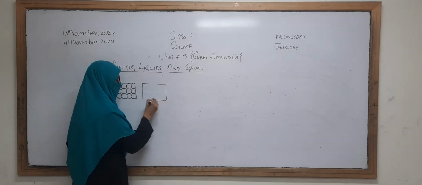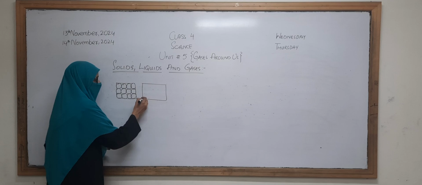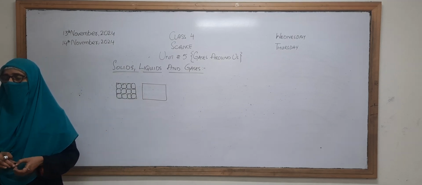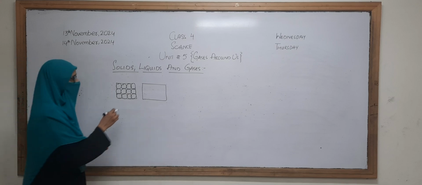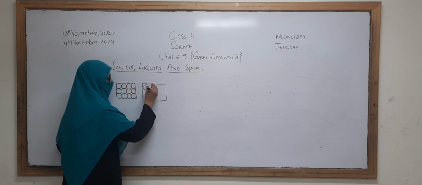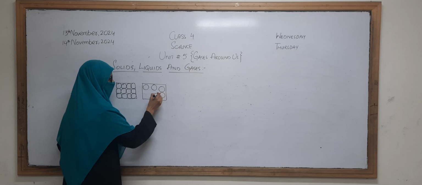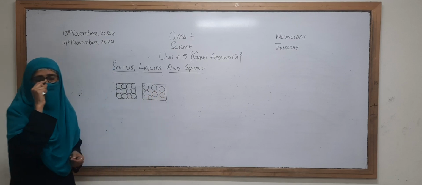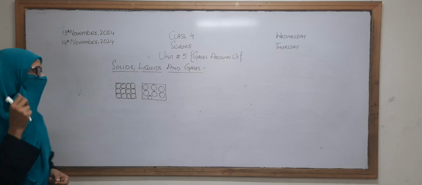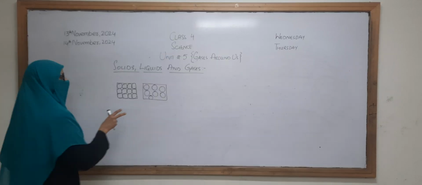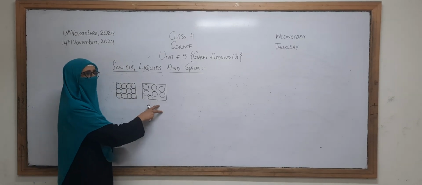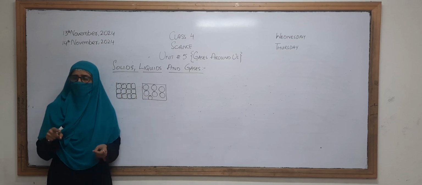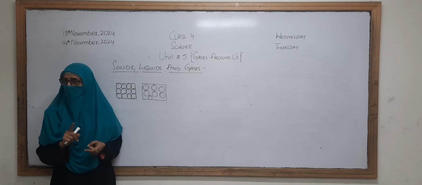How are the liquids arranged, girls? There is a little space between the particles of the liquid. A little bit. That is a small space, more than the solid but less than the gases. Now if we talk about the shape and the volume, do liquids have a definite shape or not? No, good. They don't have a definite shape.